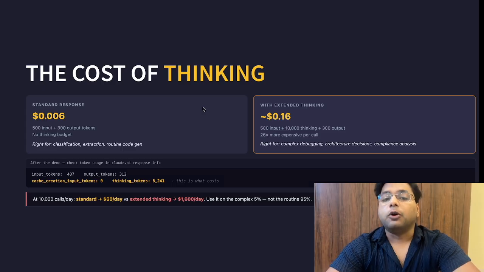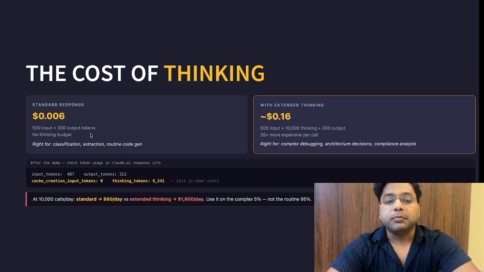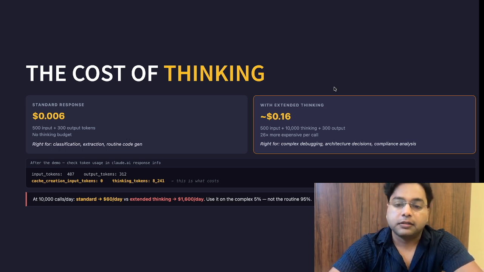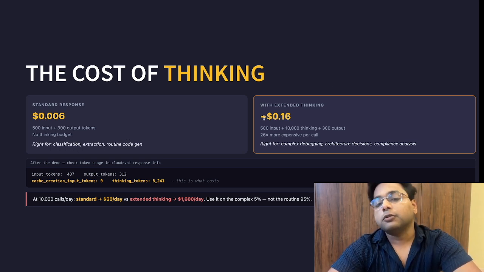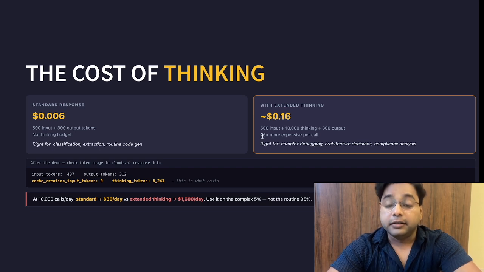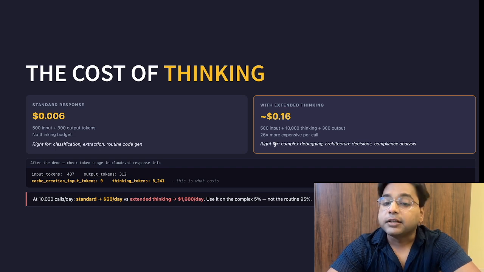Now let's see the cost of thinking. In the case of a standard response, the cost is $0.006. Here 500 input tokens and 300 output tokens are generated, with no thinking budget. It is right for normal tasks, routine code generation, extraction and classification. With extended thinking, the cost goes up to $0.16. Here 10,000 thinking tokens are added, and it is 26x more expensive per call. It is right for complex debugging, architecture decisions and compliance analysis.